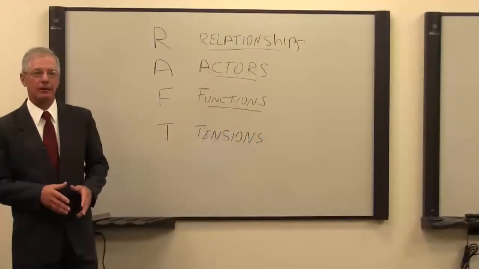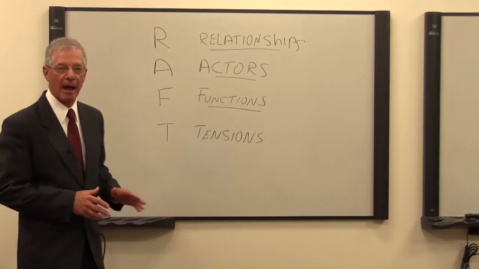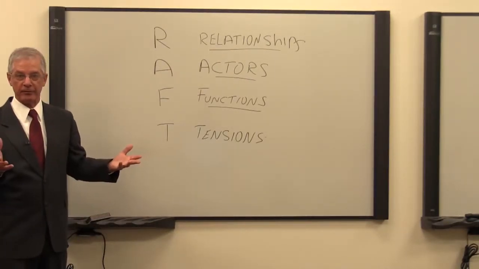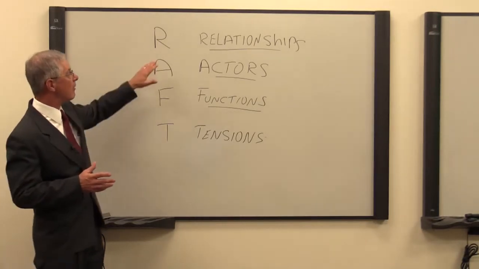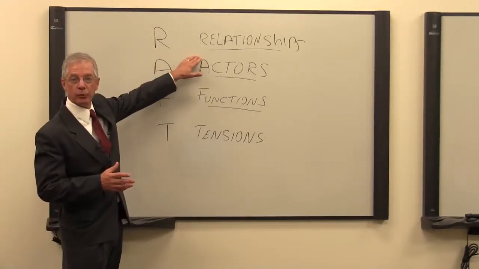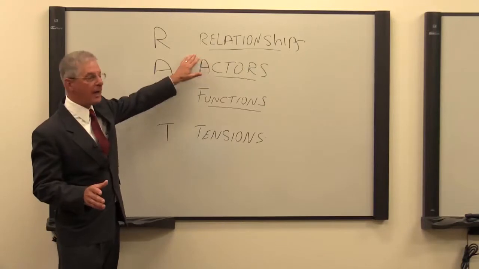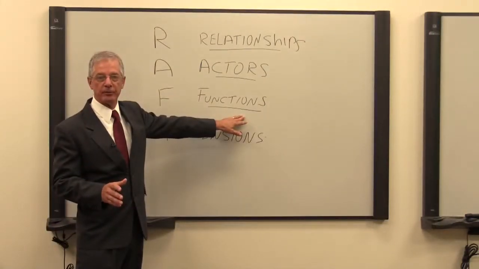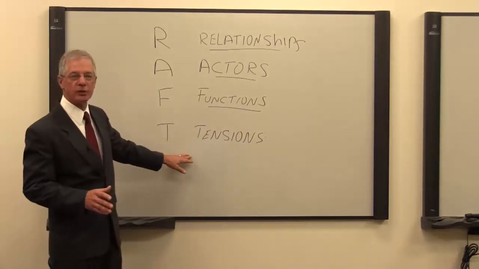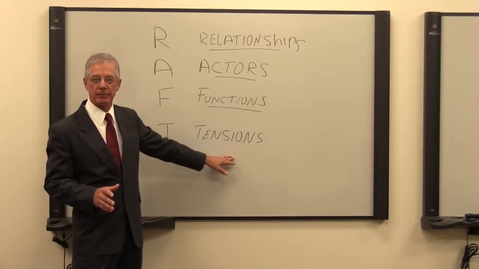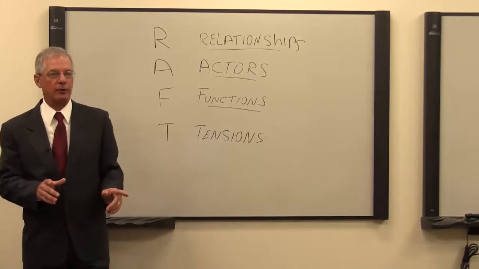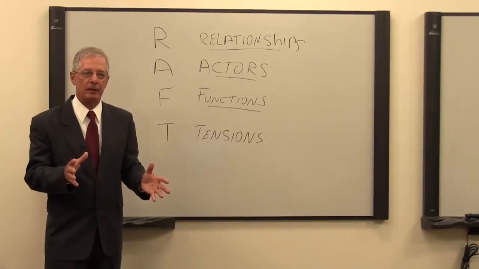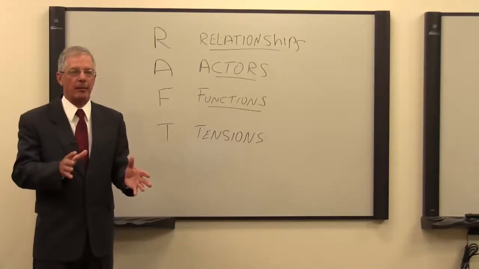A way to think about describing the environment is RAFT, which is a simple heuristic for a systems perspective. It is the description of the relationships between the relevant actors and the functions of those relationships, and then the tensions which characterize the relationship. This is not doctrine, but rather a way to start framing the environment. It is a framework to help describe the environment.